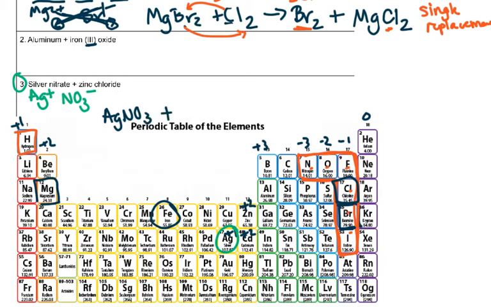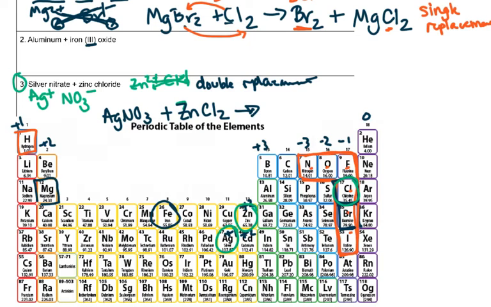plus, I have zinc, Zn, which is right here, so that's a 2 plus, and chloride, which is right here, so that's a 1 minus. So again, if I'm doing that crisscross thing, the 2 comes here, the 1 comes here, I get ZnCl2. So 2 compounds means I'm double replacement. Double replacement.